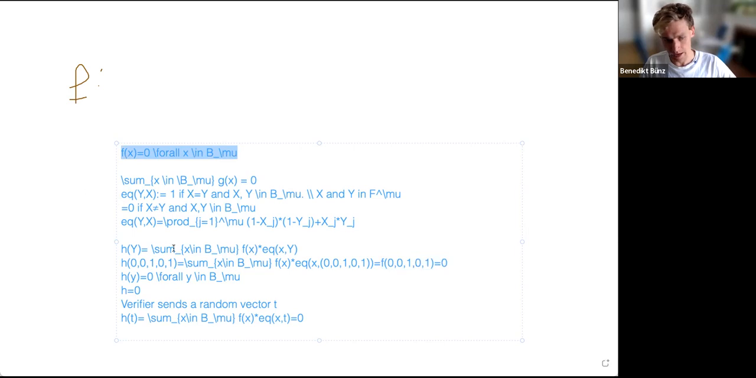I haven't talked about yet how we do this, but let's assume that there's a protocol for this. Does that make sense? Okay.